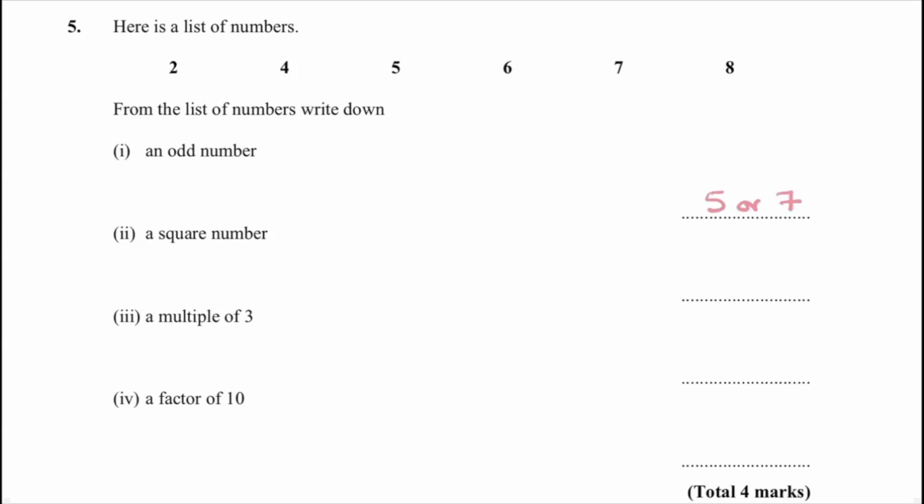Just choose one of those. The square number is 4: 2 times 2 is 4. A multiple of 3 would be 6. 6 is in the 3 times table. And a factor of 10, you could put down 2 or 5. Both of those multiplied to make that number 10.